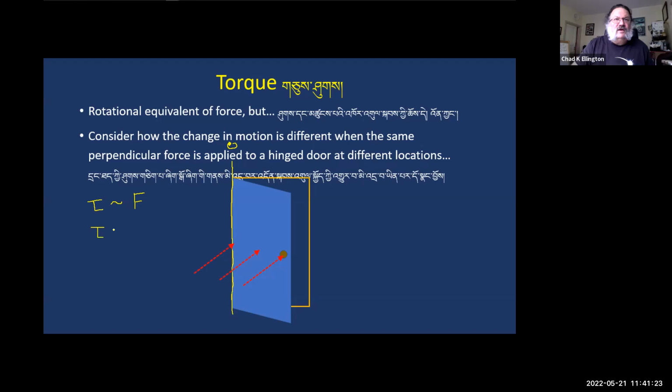So essentially what that says also is that torque is going to be proportional to the radius at which you push against that object.